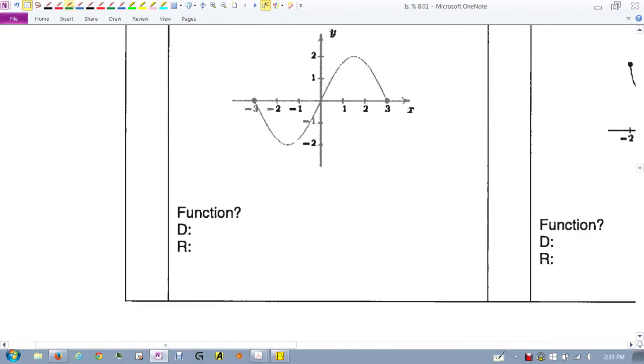Function? Yes. Domain. -3 to 3. There it is. Both brackets, good. Range? I heard it. -2. Looks like down here we hit -2, right? And then all the way till we get up to 2, we've got something. Everything in between is filled in, left and right. So -2 to 2.